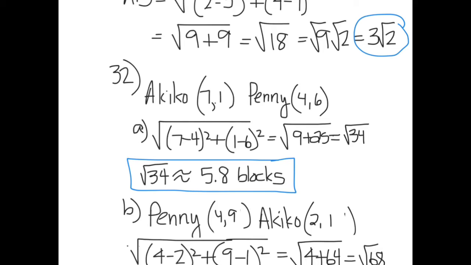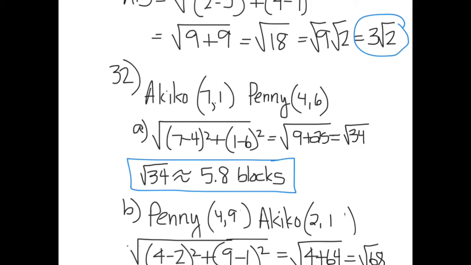It says that the bottom left corner of that map is the origin. So Akiko is currently living at the ordered pair 7, 1. And Penny lives at the ordered pair 4, 6. So the distance between their two houses is the square root of 34, which is about 5.8. And each one of those grids represented a block, so I said 5.8 blocks.